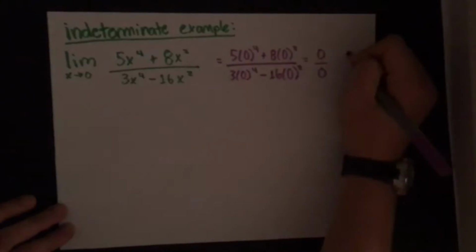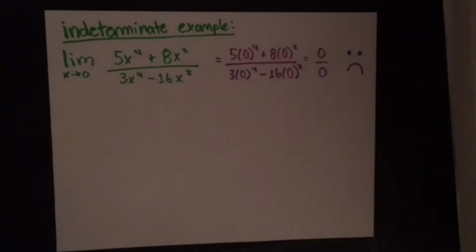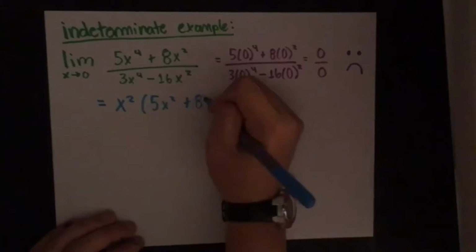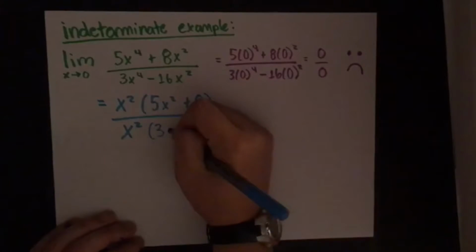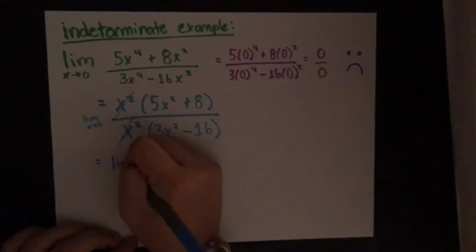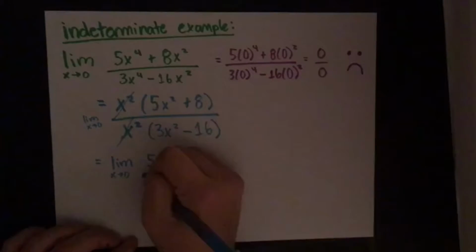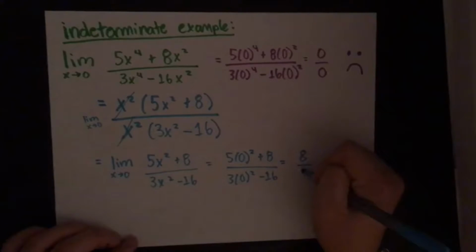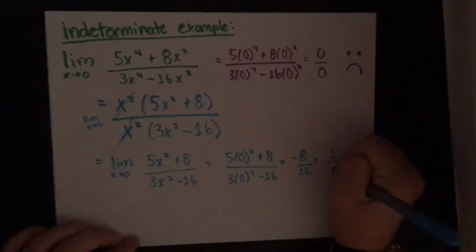Notice that if we use the direct substitution property and plug in 0 for x, we end up with 0 over 0, which is indeterminate. Instead, we have to factor out the x squared. The x squareds cancel out, and we are left with 5x squared plus 8 divided by 3x squared minus 16, which, when 0 is substituted in and it is simplified, equals negative 1/2.